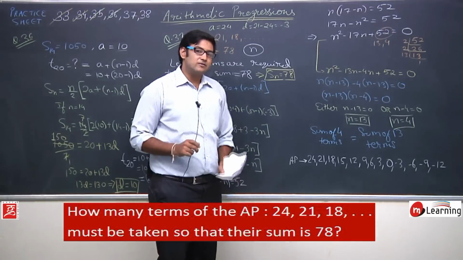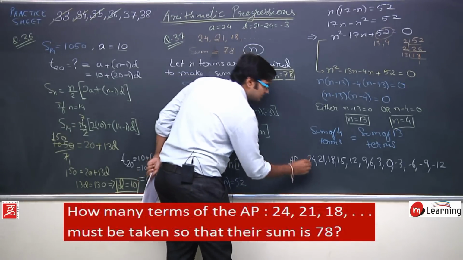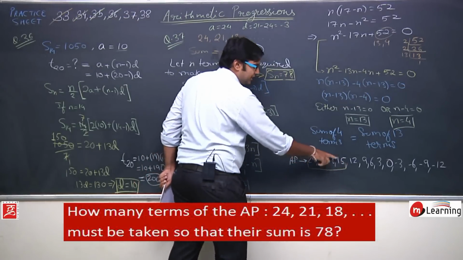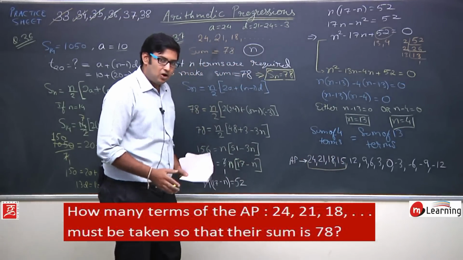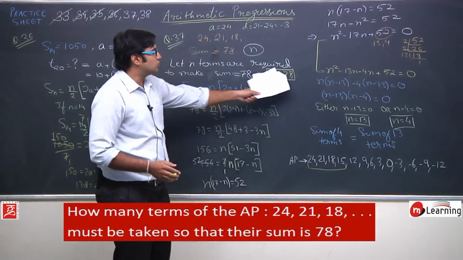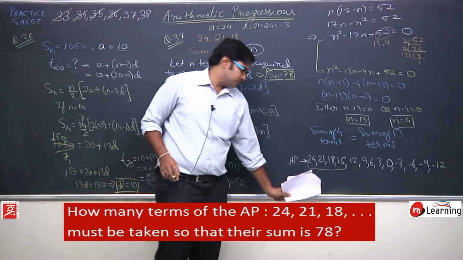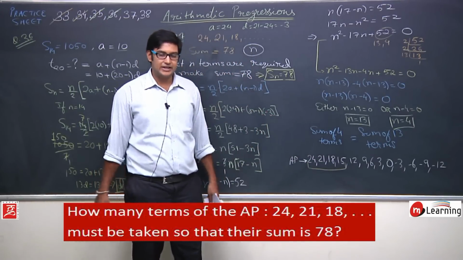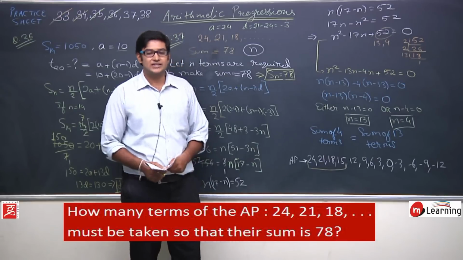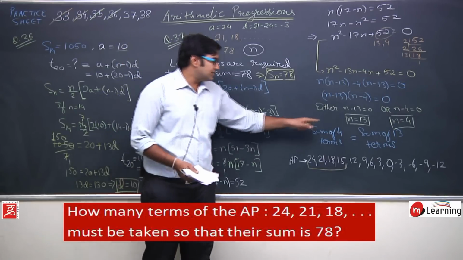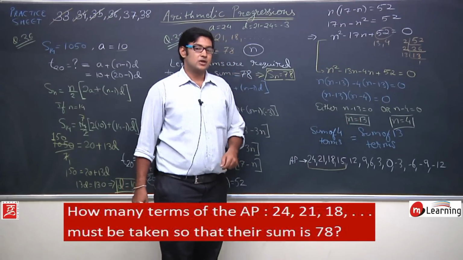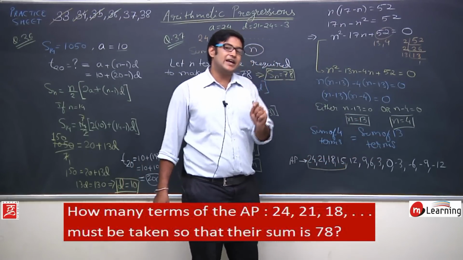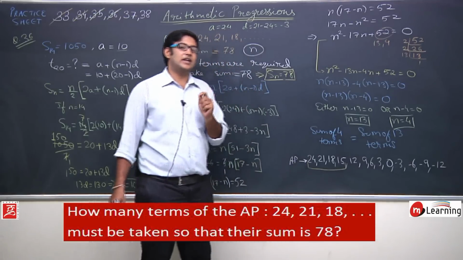Now observe the sum of the first 4 terms. These are the first 4 terms: 24, 21, 18 and 15. The sum of these first 4 terms is equal to 78. You can calculate this. Add these 4 terms, you will get the sum of 78. Okay, so we have got the sum as 78. Now what is the sum of 13 terms? If I add all these 13 terms, I will again get the sum as 78.